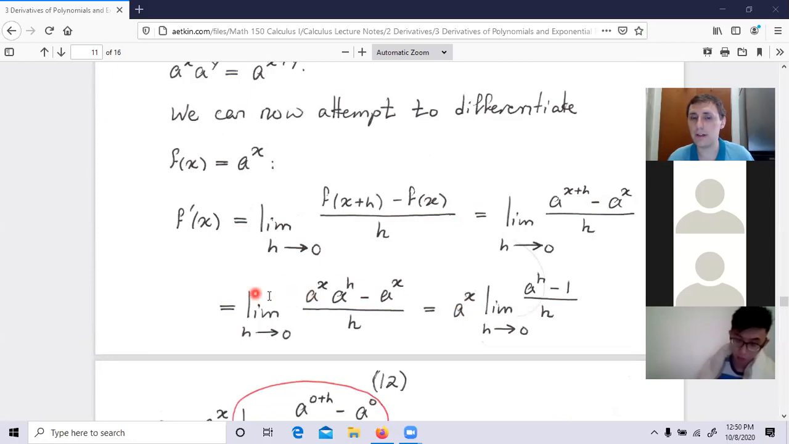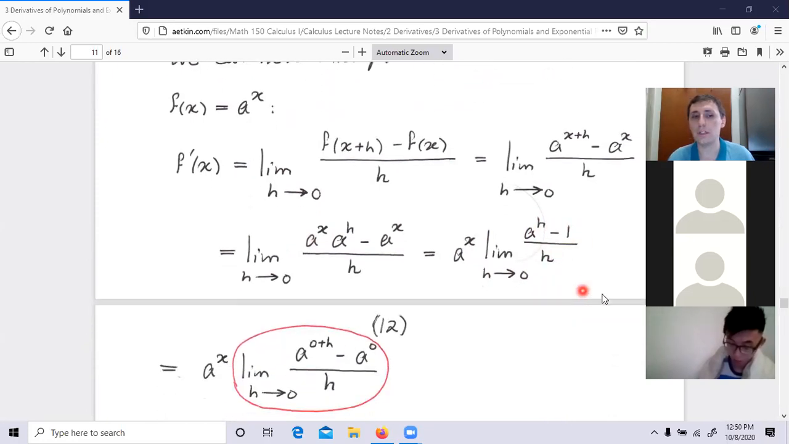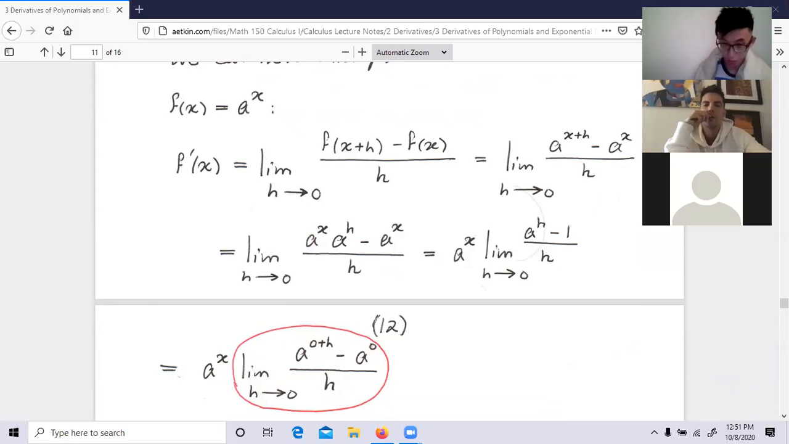A to the x can be factored out, and I have a to the x times limit as h goes to 0, a to the h minus 1 over h. Which, let me show you what it is. If I write it in another form, it's limit as h goes to 0, a to the power of 0 plus h minus a to the 0 over h. Are you with me? Now, let me ask you, and this is where I need your recognition and your understanding of what just happened here.